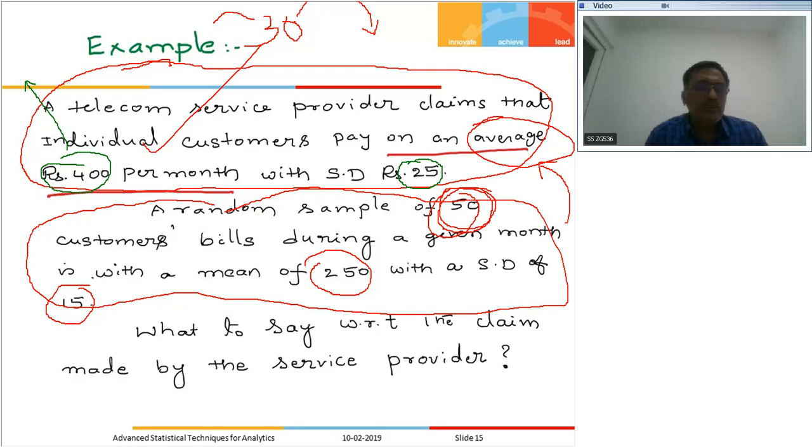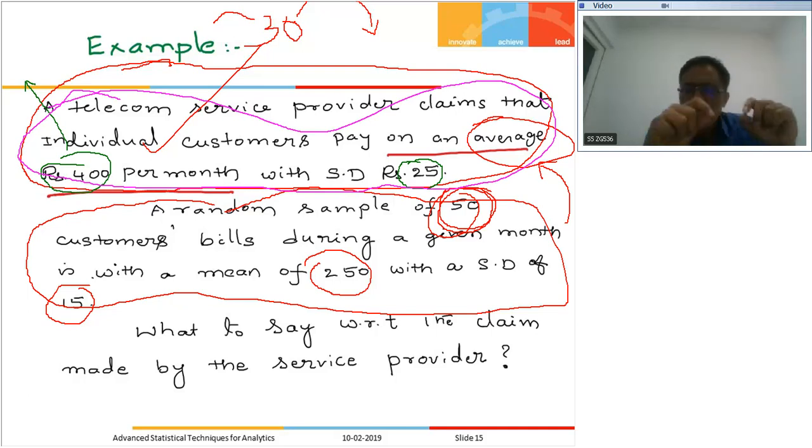Now what we do here is, if you see, this is the claim that they mentioned. What have they mentioned? The mean of their product, that customers pay 400 rupees per month, with a standard deviation of 25. So the first thing we have to identify is what the claim is. I repeat, a claim is always related to the population. A claim is always related to the larger picture.